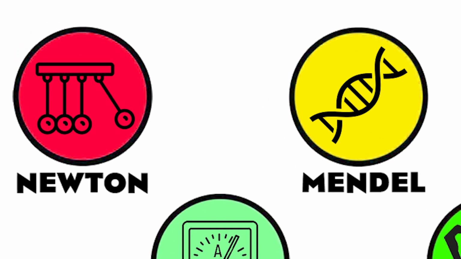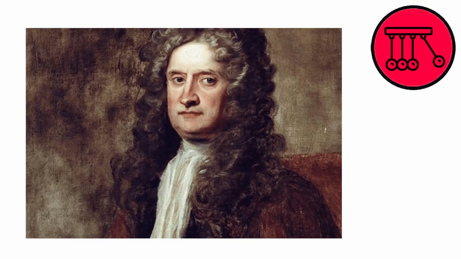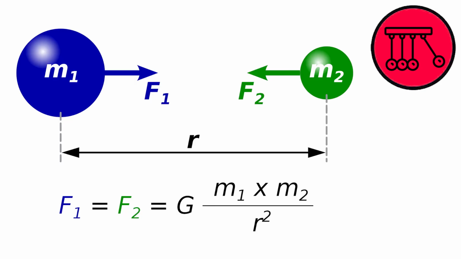The first scientific law will be Newton's law of gravitation. It is one of the fundamental laws of nature that states that every object is attracted to other objects by a force that is proportional to their mass and inversely proportional to the square of the distance between them. This means that the greater the mass of an object, the stronger it attracts other objects, and the closer they are to each other, the stronger this attractive force is.